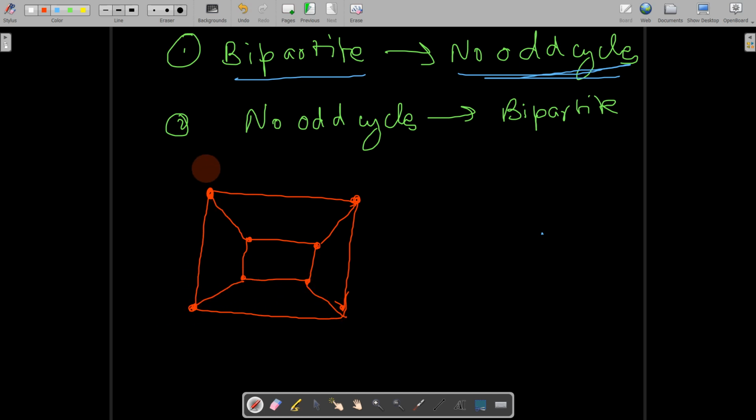In this graph, I will label the vertices A, B, C, D, E, F, G, H. In this graph, all cycles are of length 4. None are odd length cycles. So this is true, no odd cycles are present over here. Now let us do what? We will color.